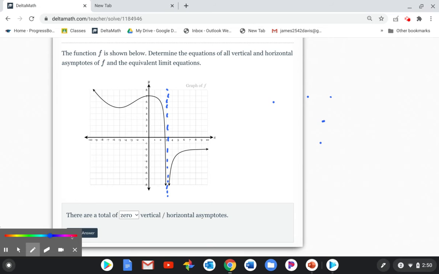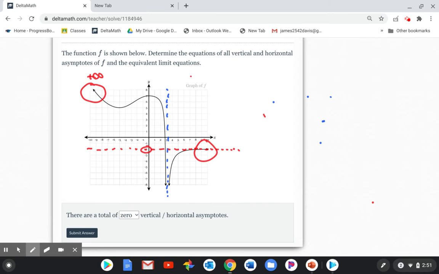There also is a horizontal asymptote. The most you could ever have is 2 horizontal asymptotes. Generally, there's only 1, but there could be 2. How we're going to figure those out is look at the end behavior. So look at this and look at this. This is going up to positive infinity, right? This one, however, is actually approaching a line right here, which is at -2. So there is a horizontal and a vertical asymptote on this.